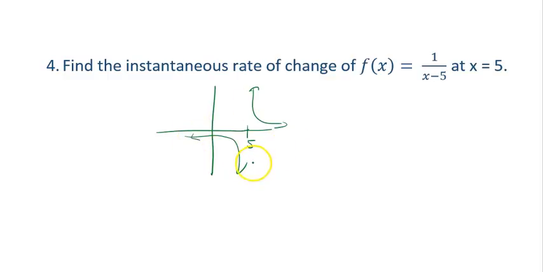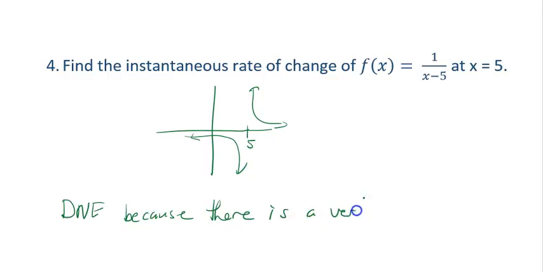And so anytime there's a vertical asymptote, if they ask you for the rate of change, it does not exist. So I'm going to write a sentence: it does not exist because there is a vertical asymptote at x equals 5. Get in the habit of explaining yourself if you have something that doesn't work, just to be used to it and get ready for exams. Okay, that concludes this review lesson.